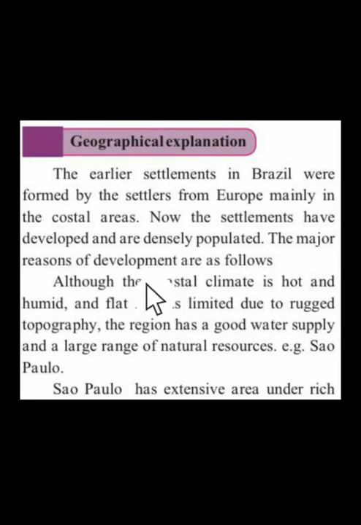Now the major reasons are given to you all in the following two paragraphs. First one, although the coastal climate is hot and humid.